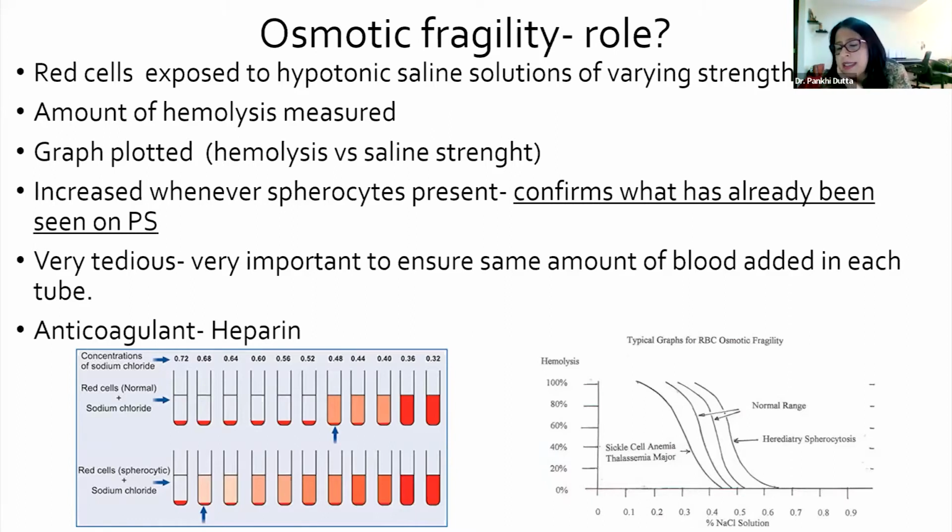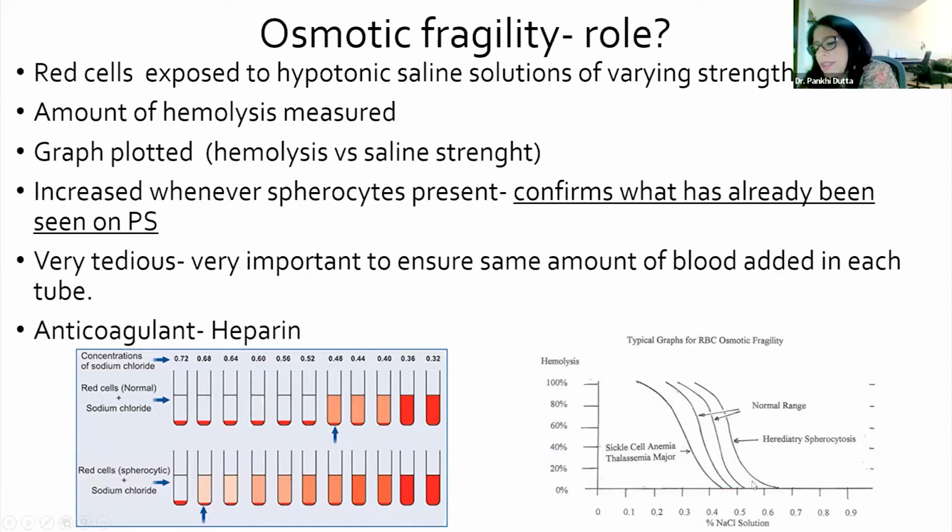tubes. Then finally we read the color. We read the color using a photo colorimeter or some kind of spectrophotometer, and the tube which has only distilled water will have 100%. We assume that hemolysis is 100%, while the normal saline tube has 0 hemolysis. So from that we can calculate the amount of hemolysis, plot it against the strength, and you can see that in spherocytosis, the lysis will start much earlier.